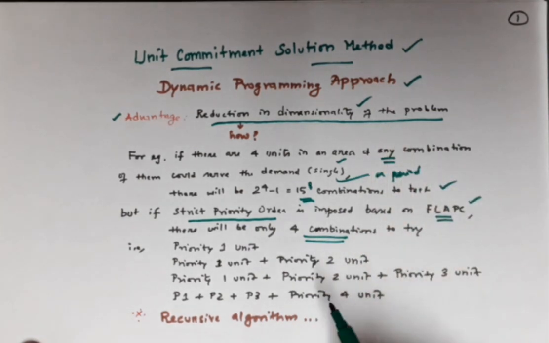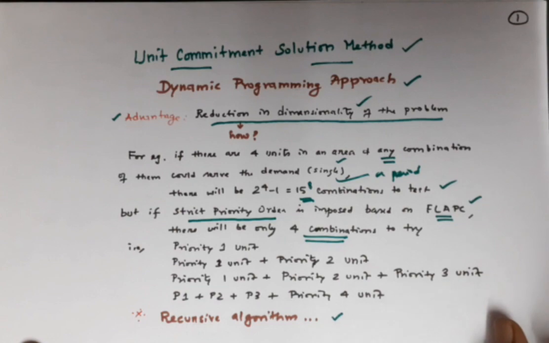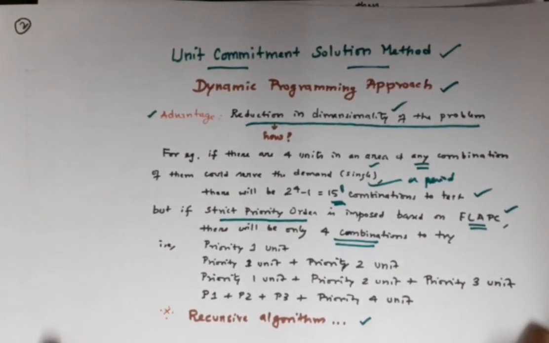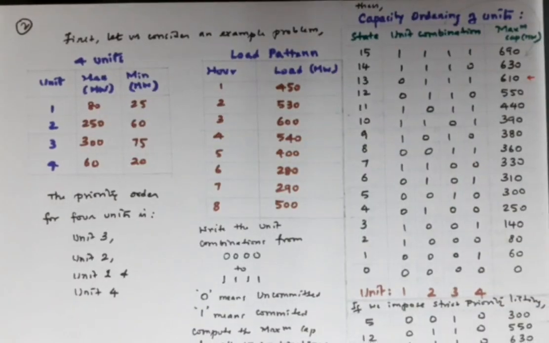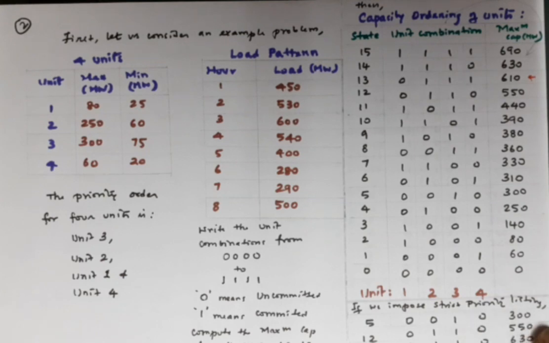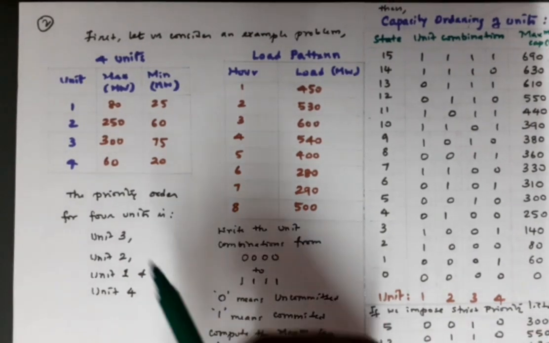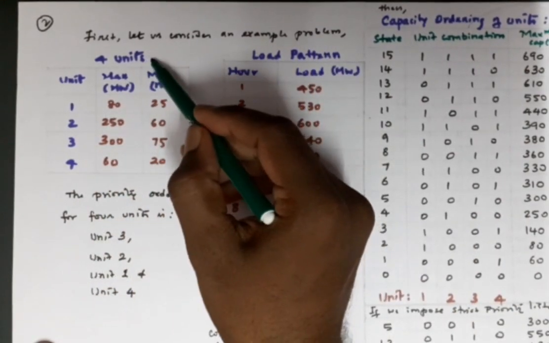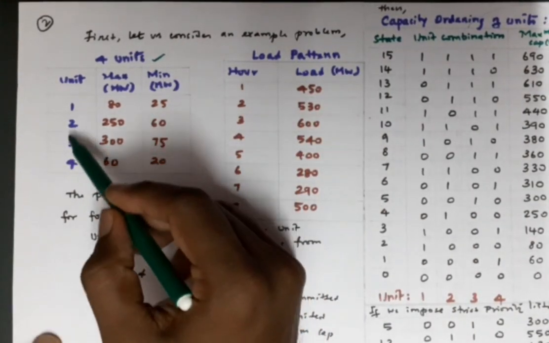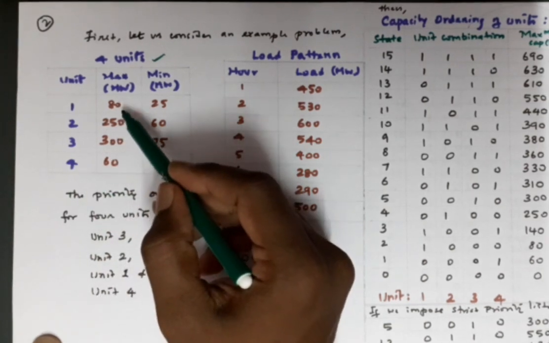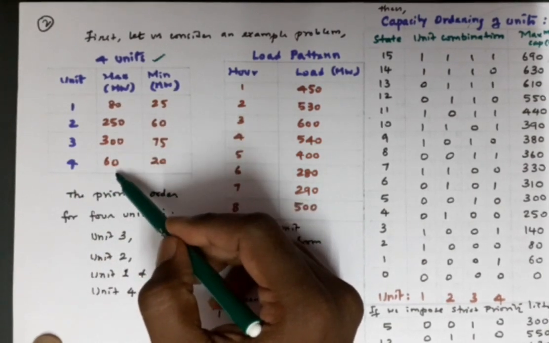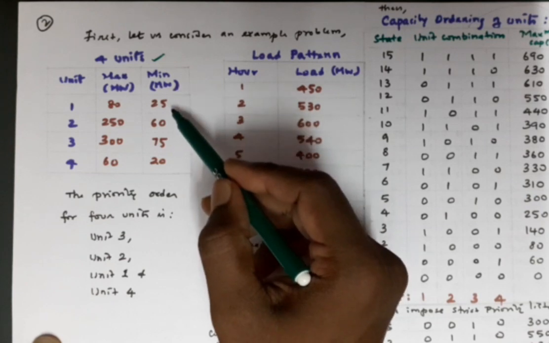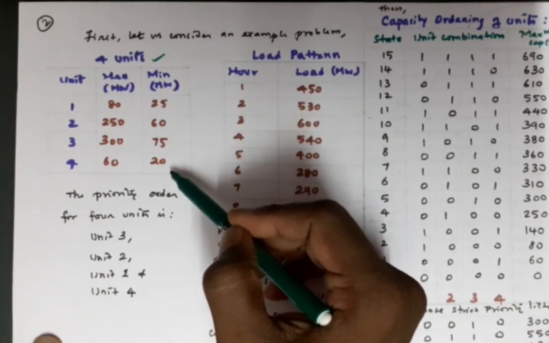The second thing is that we are going to impose a recursive algorithm. What is this recursive algorithm? We'll discuss. Before going into it, let us consider an example problem so that you can understand it better. Let us consider an example in which we have 4 units, units 1, 2, 3 and 4. Their maximum capacities are given, for example 80, 250, 360 megawatts, and the minimum limits are given as 25, 60, 75 and 20 megawatts.